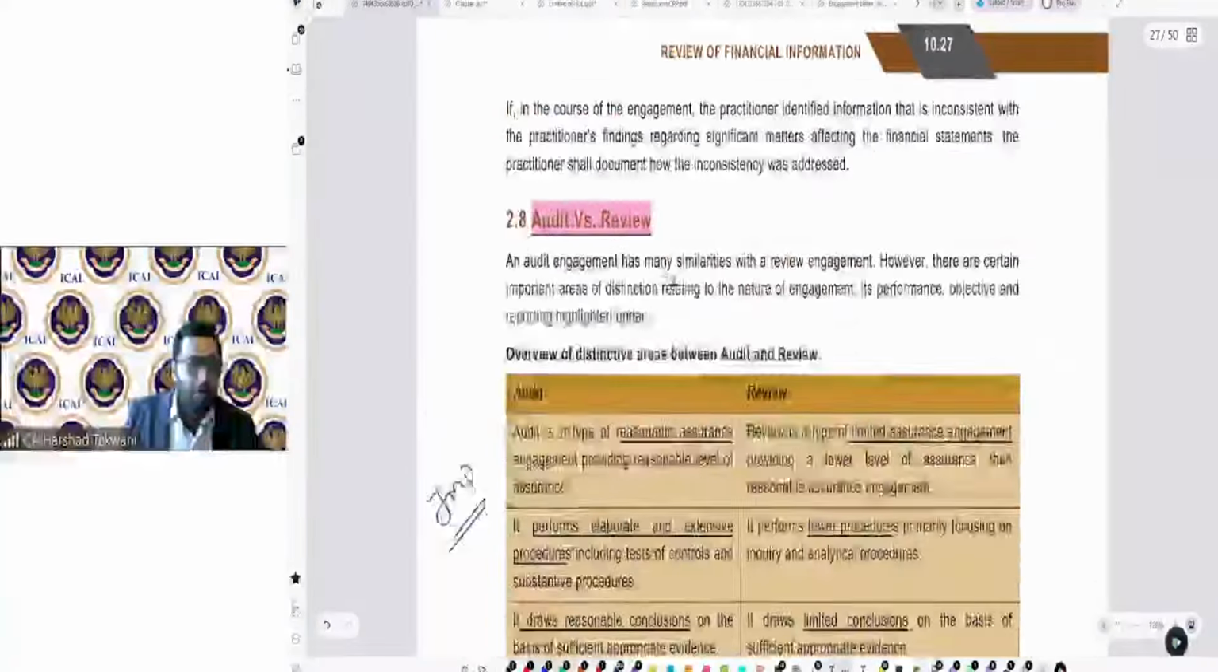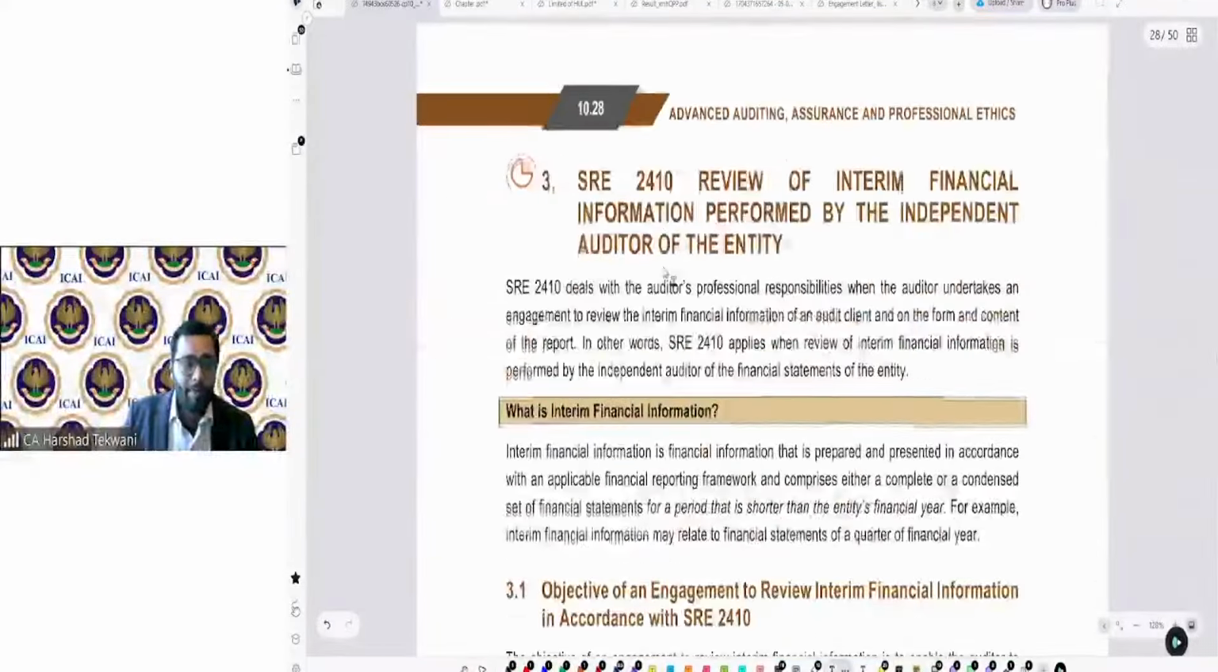Any doubt till now for SRE 2400? Any doubt? Any doubt, guys?